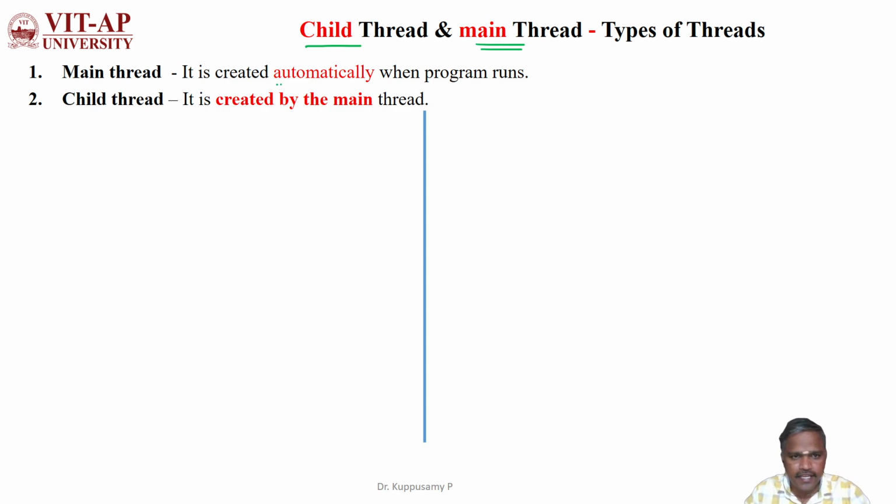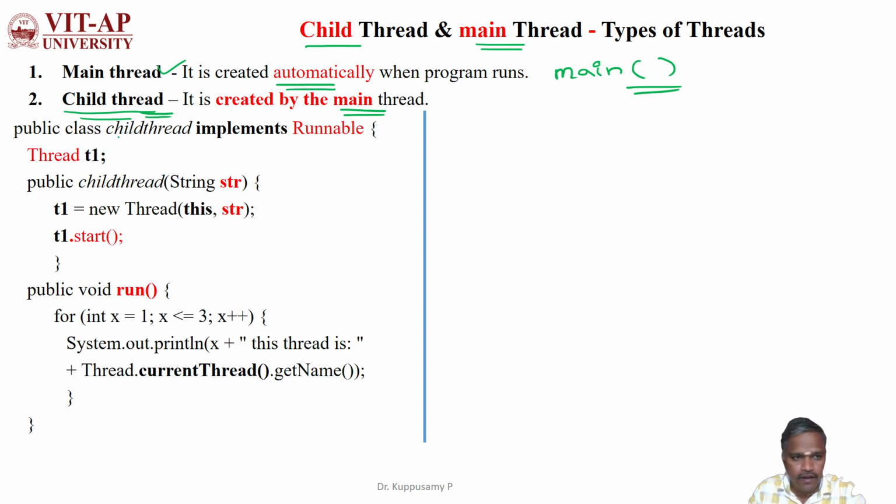Here the main thread is created automatically when the program begins to run. That means when you are executing the public static void main method, immediately the main thread will be created by the Java runtime environment. Then a child thread is created by using the main thread; user-defined threads are also called child threads. Suppose you want to make these user-defined threads into the main thread, you can make it manually. For example, I'm creating a class named ChildThread, which is implementing the Runnable interface.